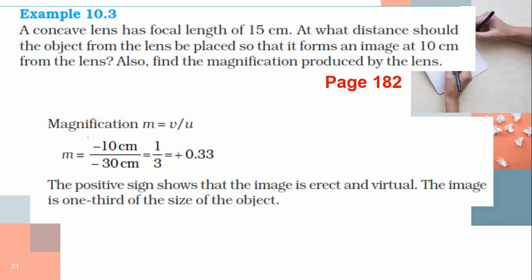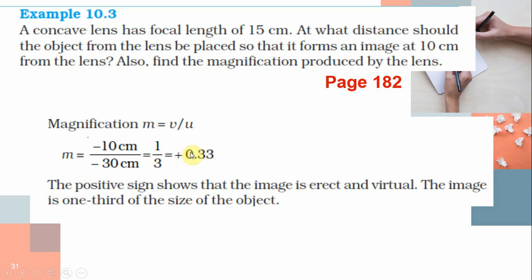Now we need to find the value of magnification. The magnification formula is M is equal to V by U. Now substituting the values of V and U, M is equal to minus 10 divided by minus 30. So M is equal to 1 by 3, which is plus 0.33. Here plus indicates the image is virtual and erect, and 0.33 is less than 1, so the size of the image is diminished.